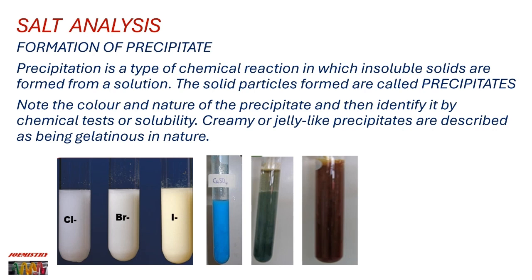Salt analysis. Formation of precipitate. Precipitation is a type of chemical reaction in which insoluble solids are formed from a solution. The solid particles formed are called precipitates. Note the color and nature of the precipitate and then identify it by chemical tests or solubility. Creamy or jelly-like precipitates are described as being gelatinous in nature.